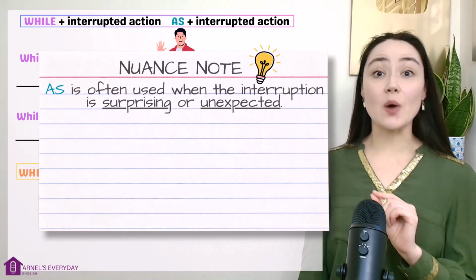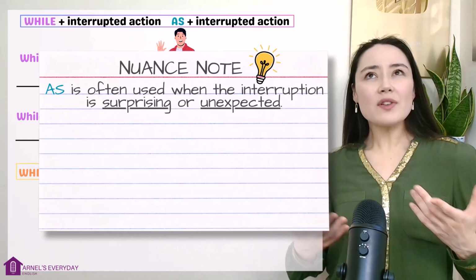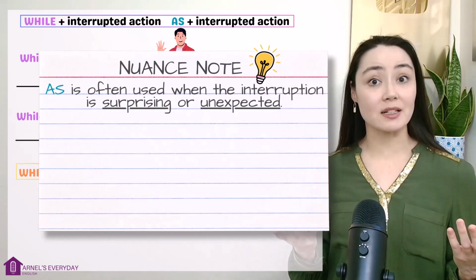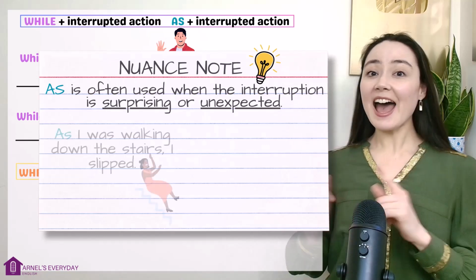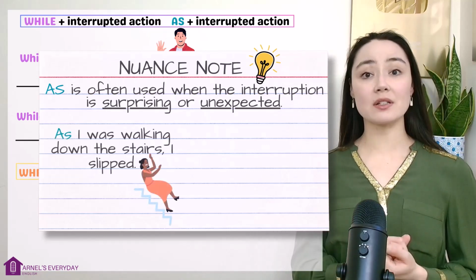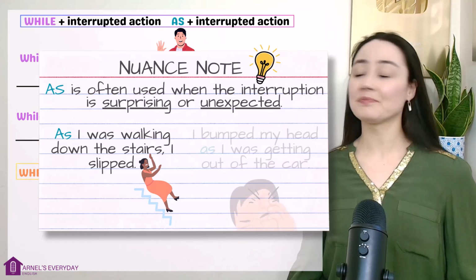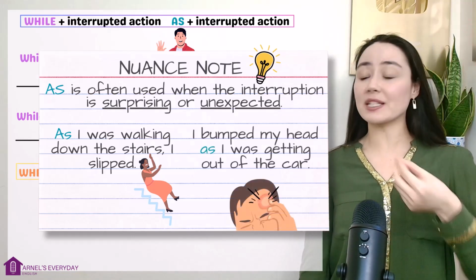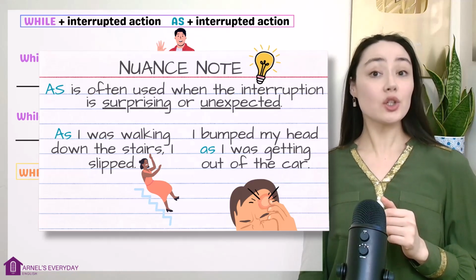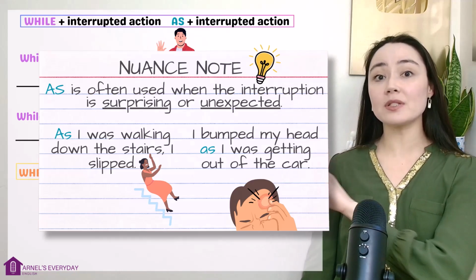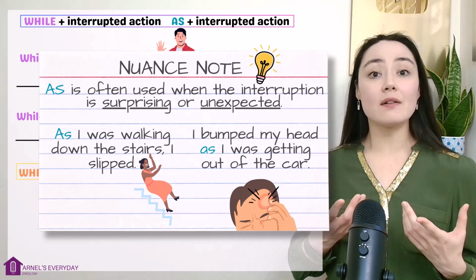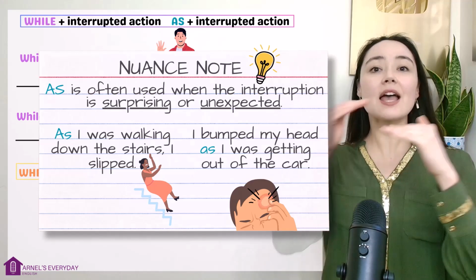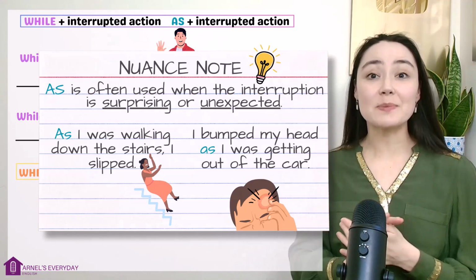Nuance note: as is often used when the interruption is surprising or unexpected. Like, as I was walking down the stairs, I slipped. I bumped my head as I was getting out of the car. You can see with these two examples, there's more of a feeling of surprise. But don't worry, usually as and while are interchangeable.